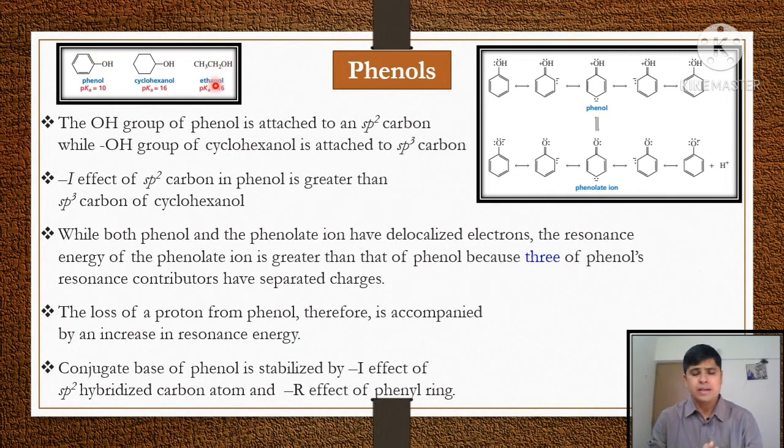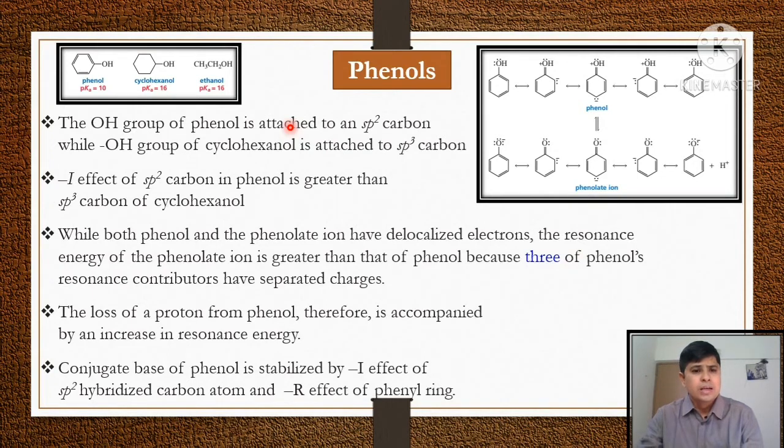But we can say that phenol is less acidic than benzoic acid or a carboxylic acid. Carboxylic acid has a pK somewhere around 4.1 to 4.7. Okay, so here phenol has a pK of 10. So that means phenol is less acidic than carboxylic acid, but it is more acidic than alcohol like cyclohexanol or ethyl alcohol. So let us see why phenol is more acidic in nature than alcohols.